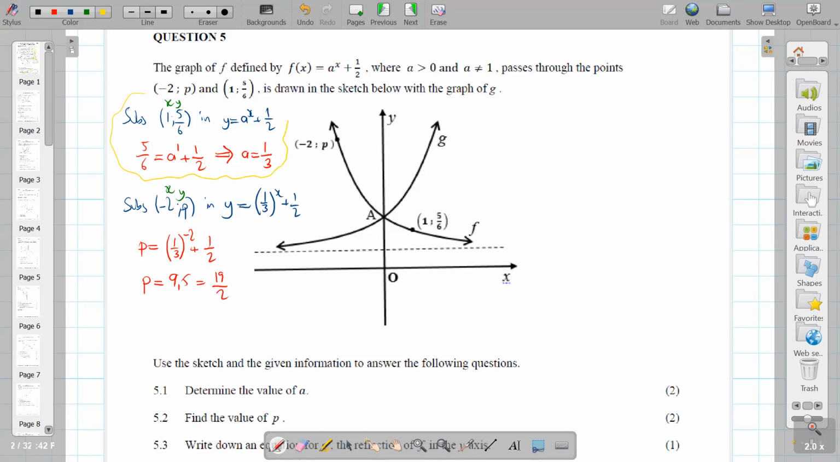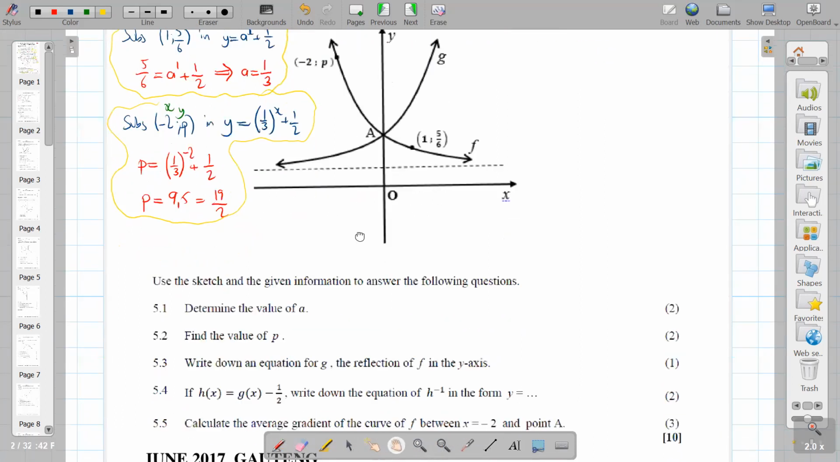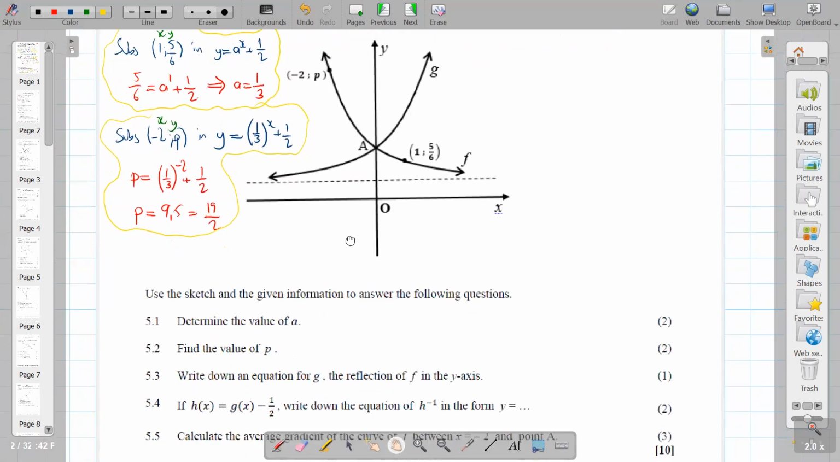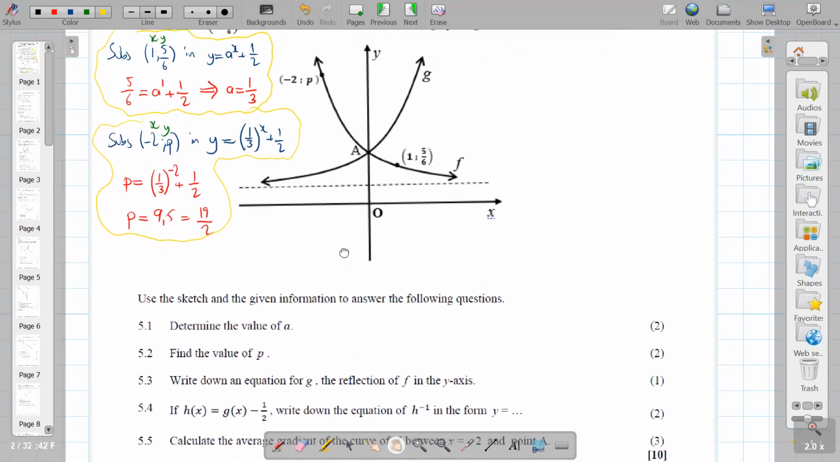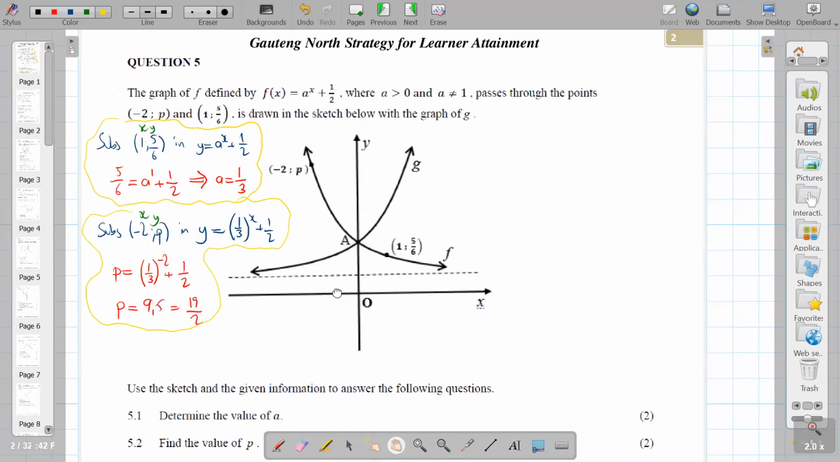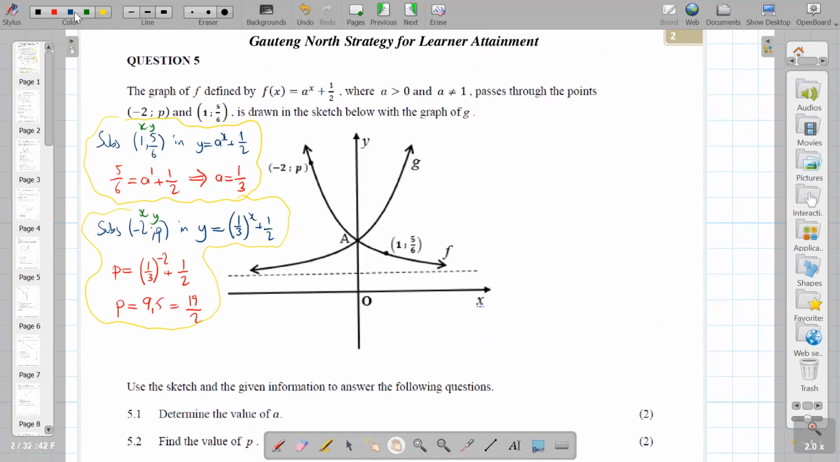It's just substituting the points into the function to find the unknown in the function, and substituting the point again, to find the y coordinate of the second point, which is p. Write down g, the reflection of f about the y-axis. What will be the story of reflection about the y-axis? y is equal to f of negative x. So that's reflection about the y-axis.